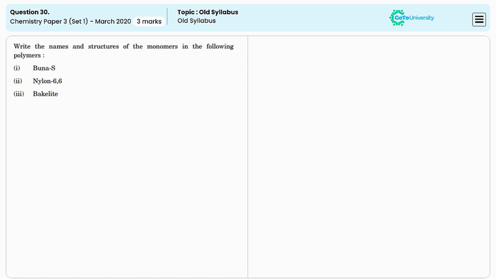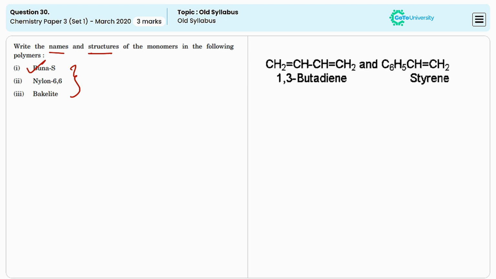In this question, different polymers are given. We have to identify the names and structures of the monomers of the given polymers. The first one is given as Buna S. Buna S is a synthetic rubber composed of styrene and butadiene.